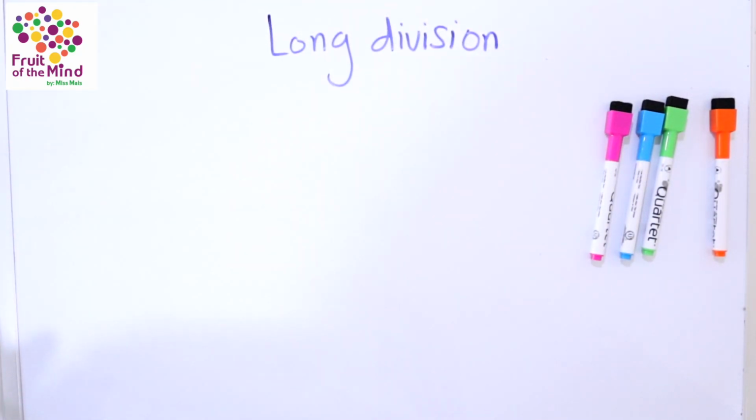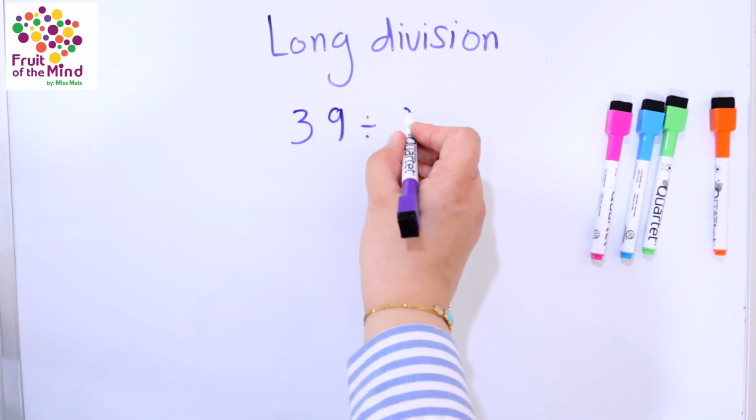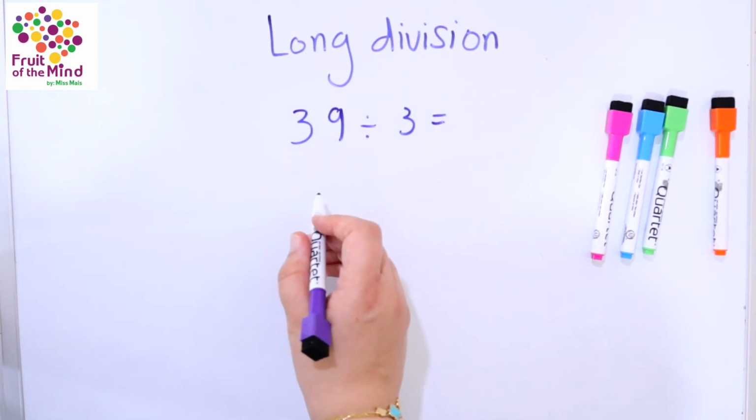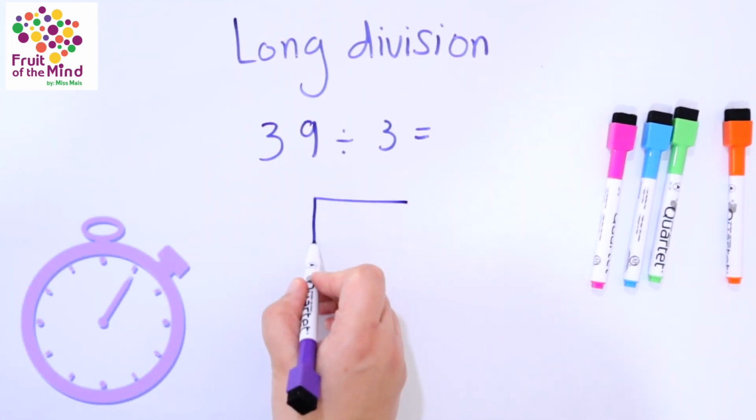Today I'm going to show you how we do the traditional long division and how we used to do long division in the past, and then I'm going to teach you an easier way of doing division. So for example, 39 divided by 3 equals, and then we draw the long division sign.